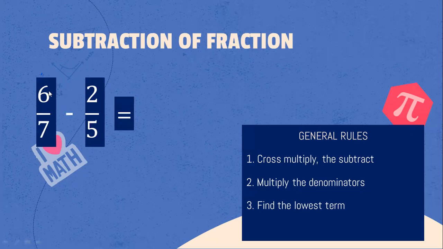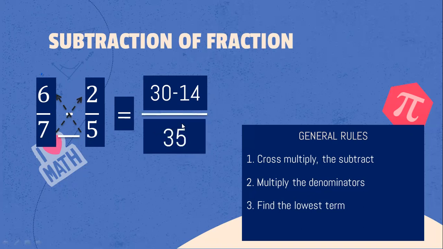6 over 7 minus 2 fifths. So cross multiply, 5 multiplied by 6, then 7 multiplied by 2. 5 multiplied by 6 is 30. 7 multiplied by 2 is 14. Then subtract. The next one, multiply the denominators. 7 multiplied by 5, that is 35.